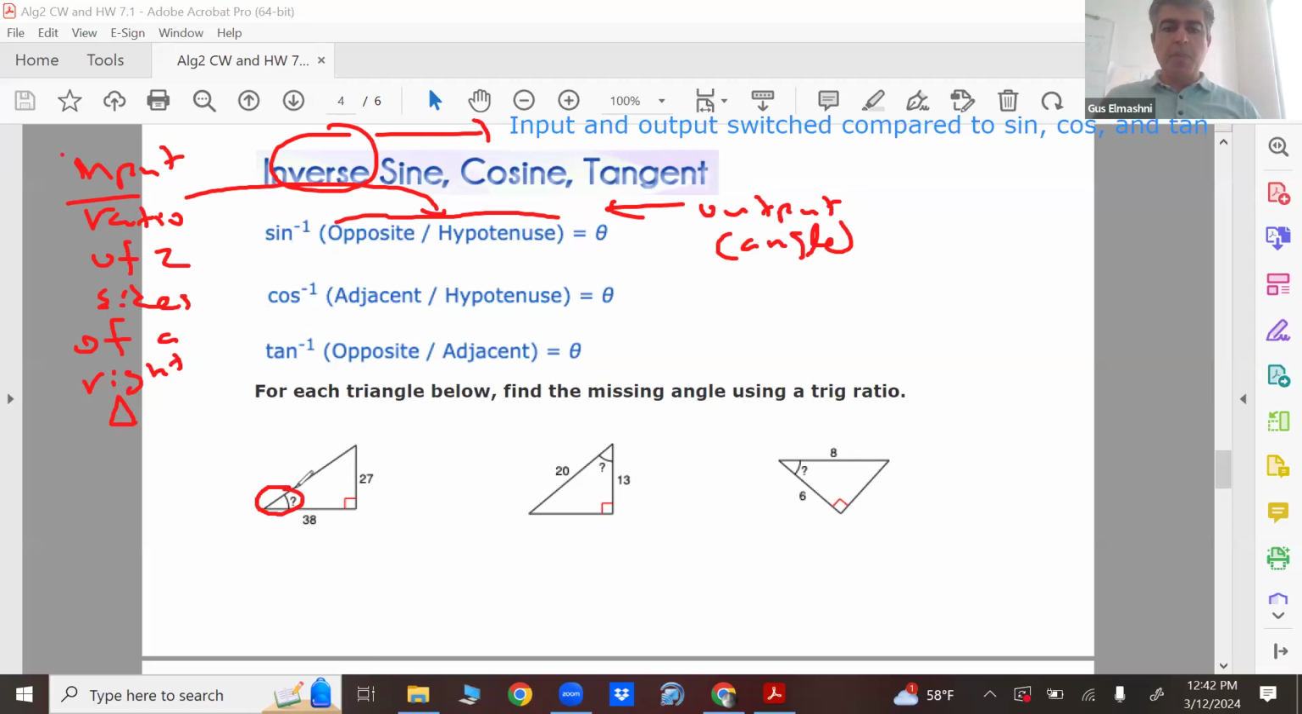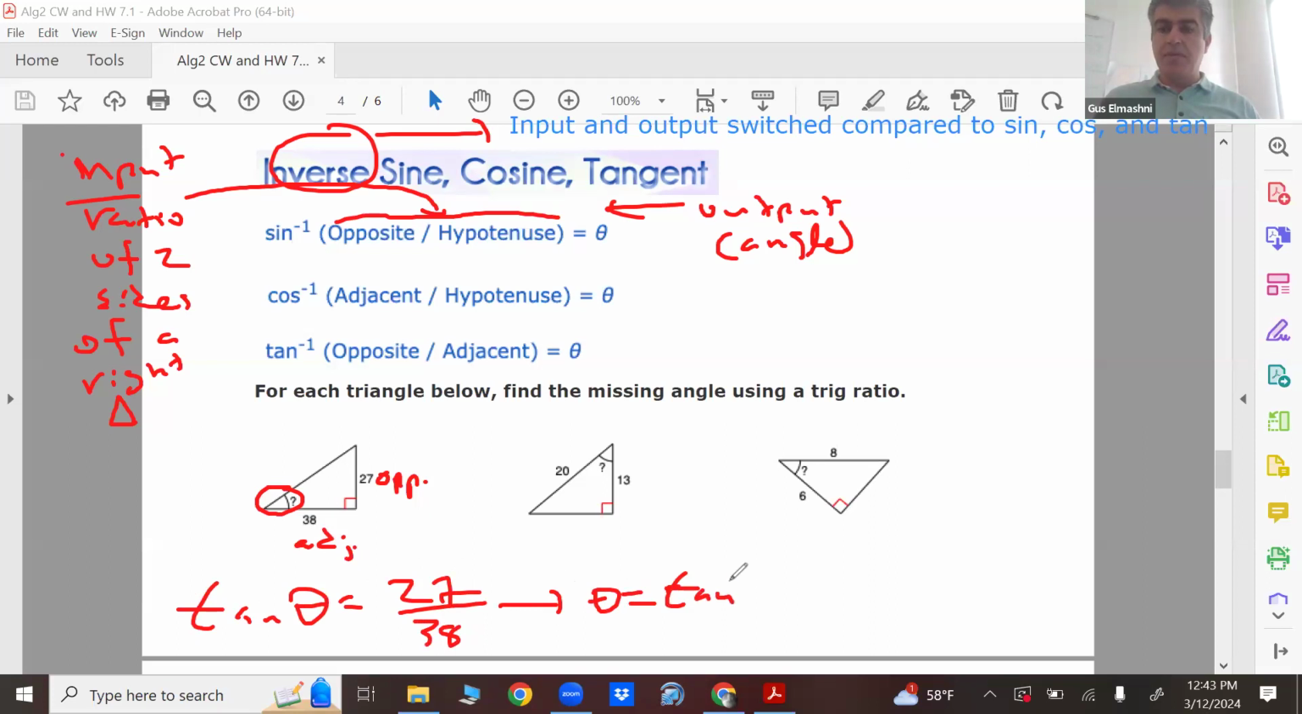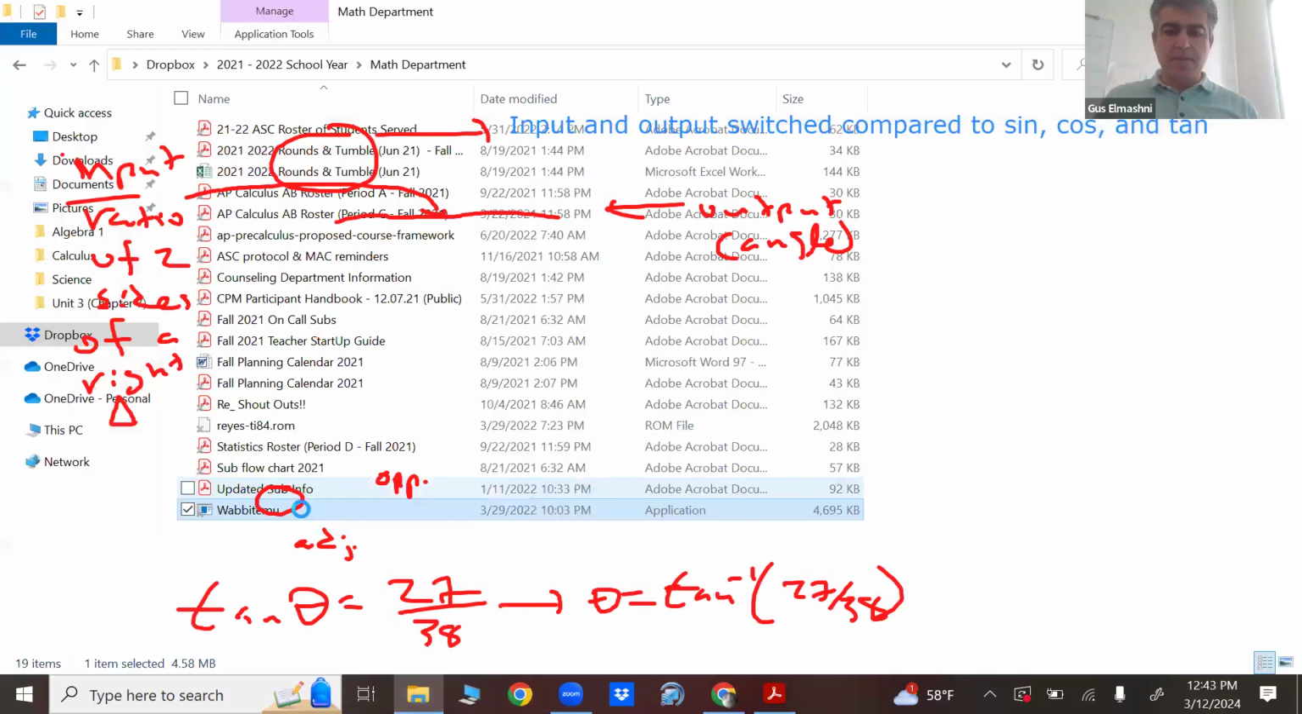So here's my angle, right? Is 27 opposite, adjacent, or hypotenuse? 38, adjacent or hypotenuse? So which one uses OA? Tangent theta, where theta is my missing angle, is 27 over 38. Does that make sense how I set that up? But you have to isolate theta. How's theta isolated? As an inverse. So you need a calculator to work it out. You have to go to your calculator, which I foolishly closed.